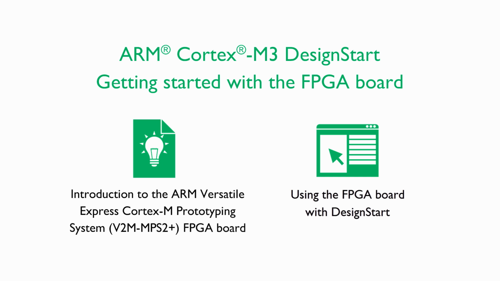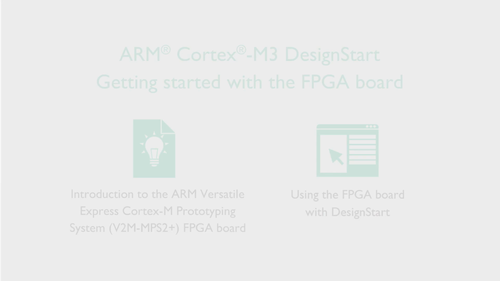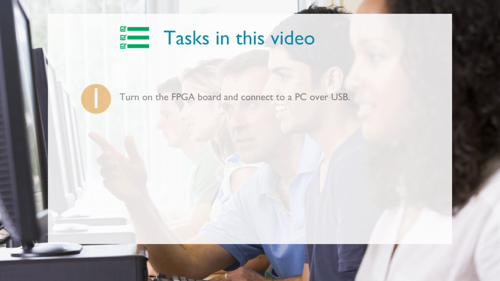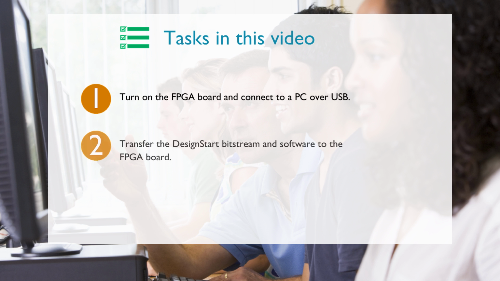You'll also know how to start a debug session in Keil, which will be of use to you as you start prototyping and testing your own FPGA designs. To achieve this, we're going to perform three tasks. First, we'll turn on the board and connect it to a PC. Then, we'll transfer the DesignStart bitstream and software to the board.